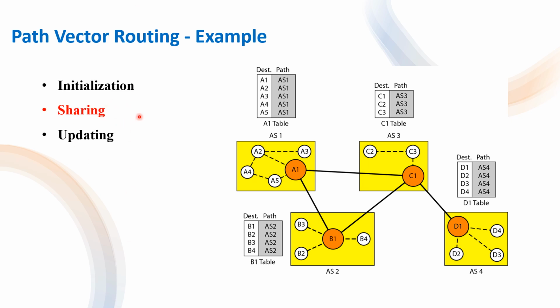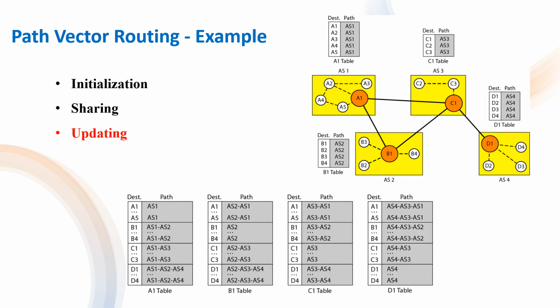The second process is sharing. A speaker node in an autonomous system shares its table with immediate neighbors. Node A1 shares its table with B1 and C1. Node C1 shares its table with B1 and D1. Node B1 shares its table with A1 and C1. Node D1 shares its table with C1.